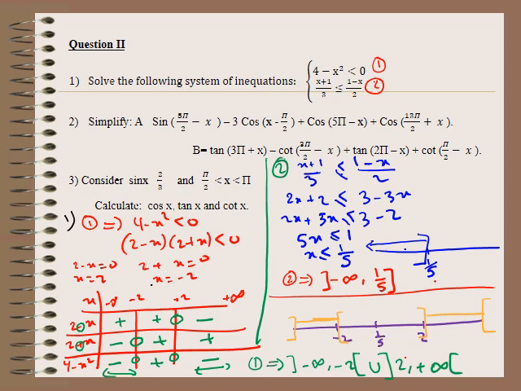The solution of the second inequality is from minus infinity to 1 over 5. The intersection of the two inequalities, the solution of the system, is minus infinity to minus 2, open at minus 2.